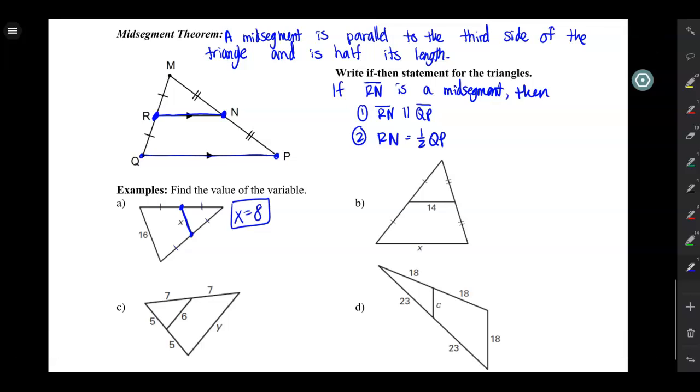In B, we can do pretty much the same thing. We know that this line that's 14 is a mid-segment because its endpoints are midpoints. Then we know that this mid-segment is half the length of the bottom, which means that X would have to be twice as long as 14. So X would have to equal 28.